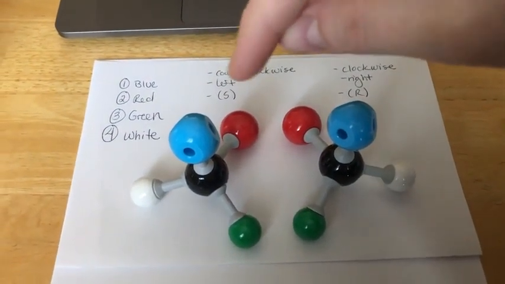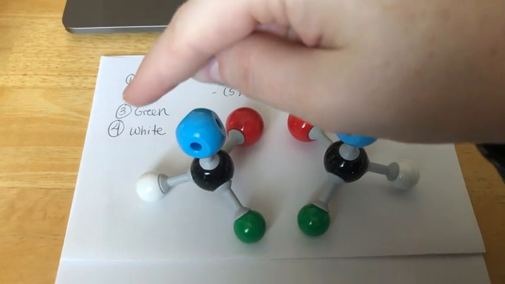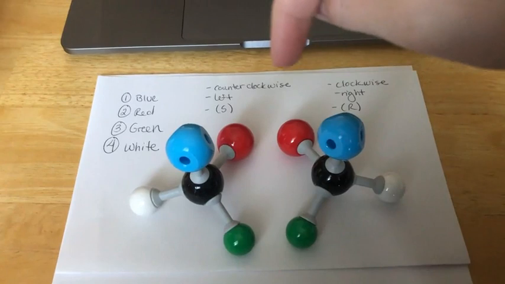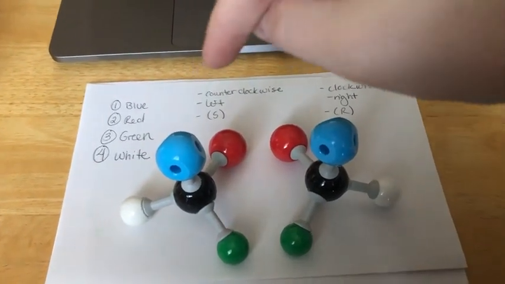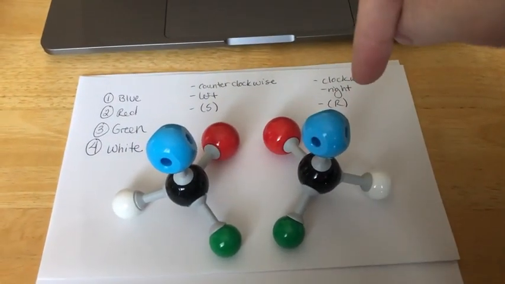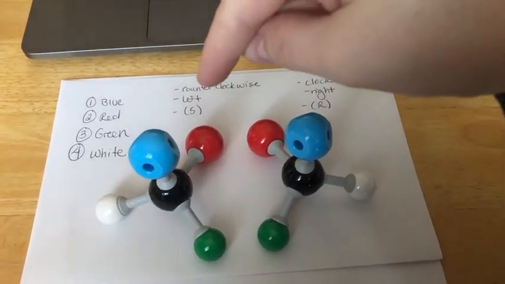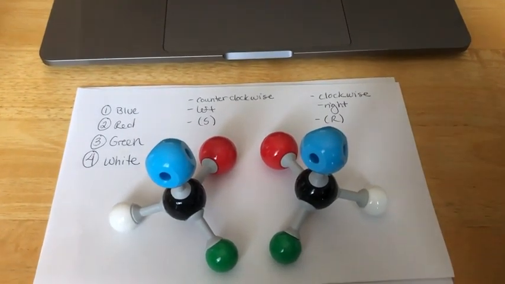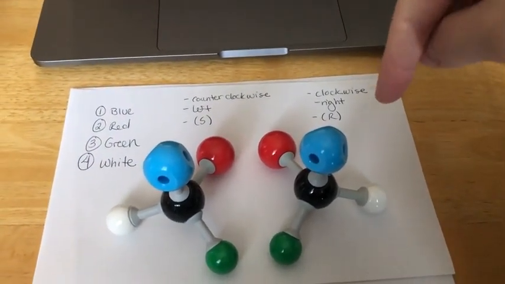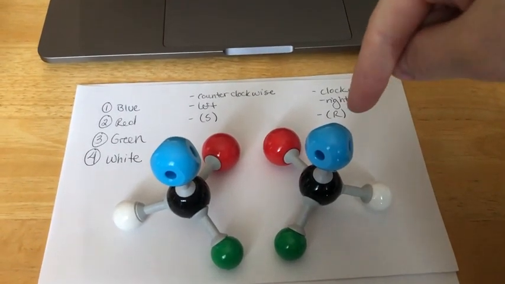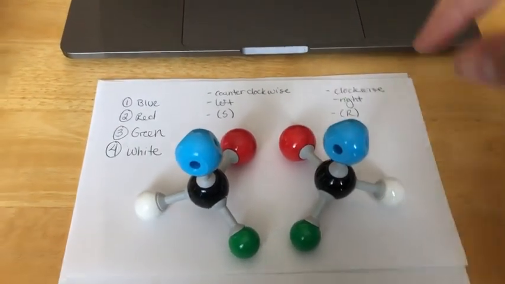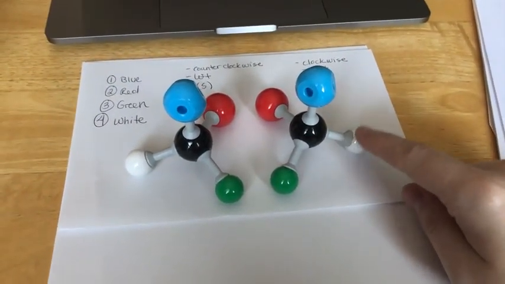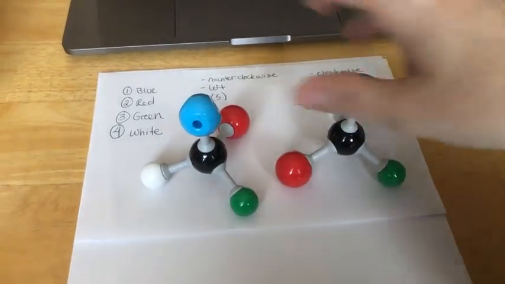And then what we do is we draw a circle from number 1 to number 3, and we decide, okay, is it counterclockwise or clockwise? So is the circle going towards the left or towards the right? If the circle is counterclockwise going towards the left, then the molecule has an S conformation. If the circle is going clockwise to the right, we have an R conformation. Now typically what we would want to do is move this molecule so that the lowest priority atom is in the back. So let's do that.